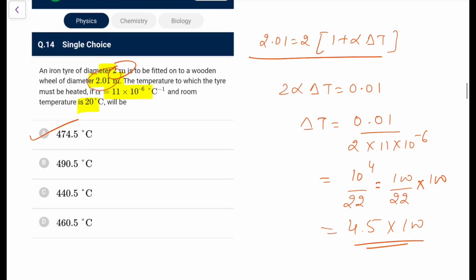This is the equation you will get. So what we have, 2 alpha delta T is 0.01. Substituting the value, I just made it out that this would be 450 plus 20, so it would be 470 plus something. So for the available option, it is 474.5. So you can look at what I have done.